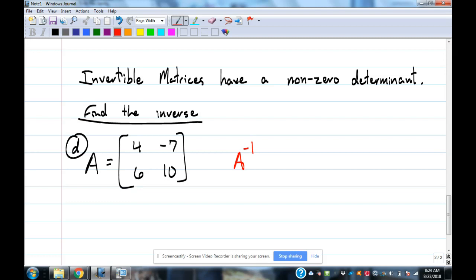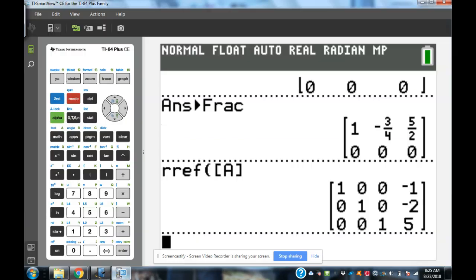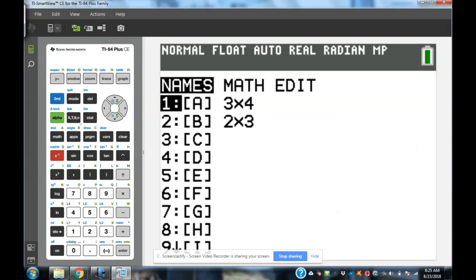So to find A inverse, or the inverse of a matrix, one way to do it is with row operations, and it takes a good while. You take an identity matrix and put it beside it, and then you do row operations until this one turns into the identity matrix, and whatever the other one turns into, that's your inverse. It's not fun. So the easiest thing to do is just take your calculator and put that matrix in there.